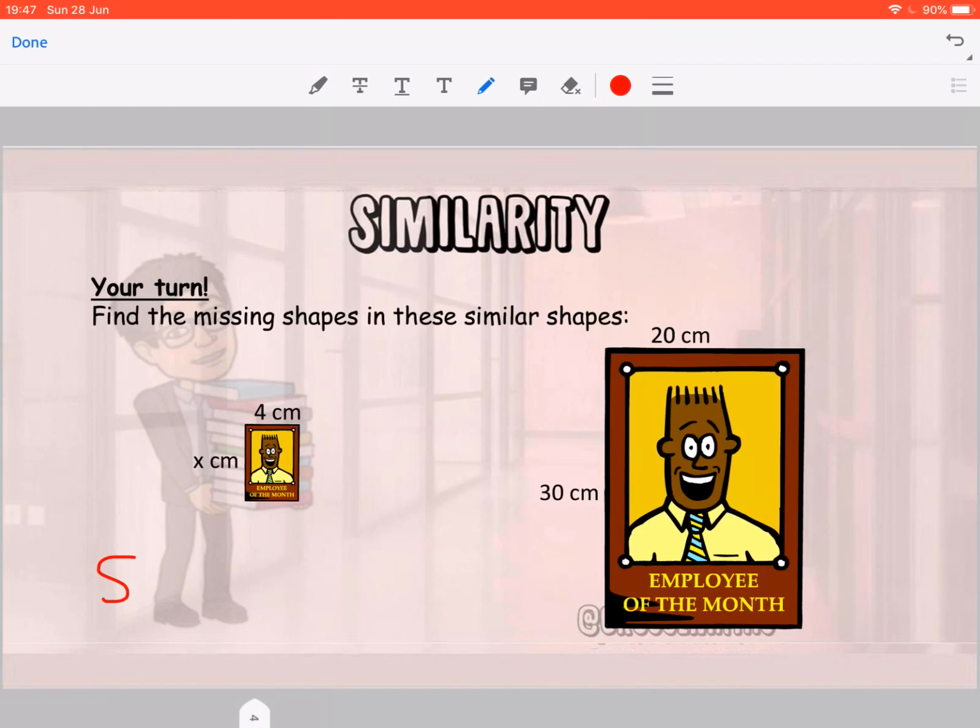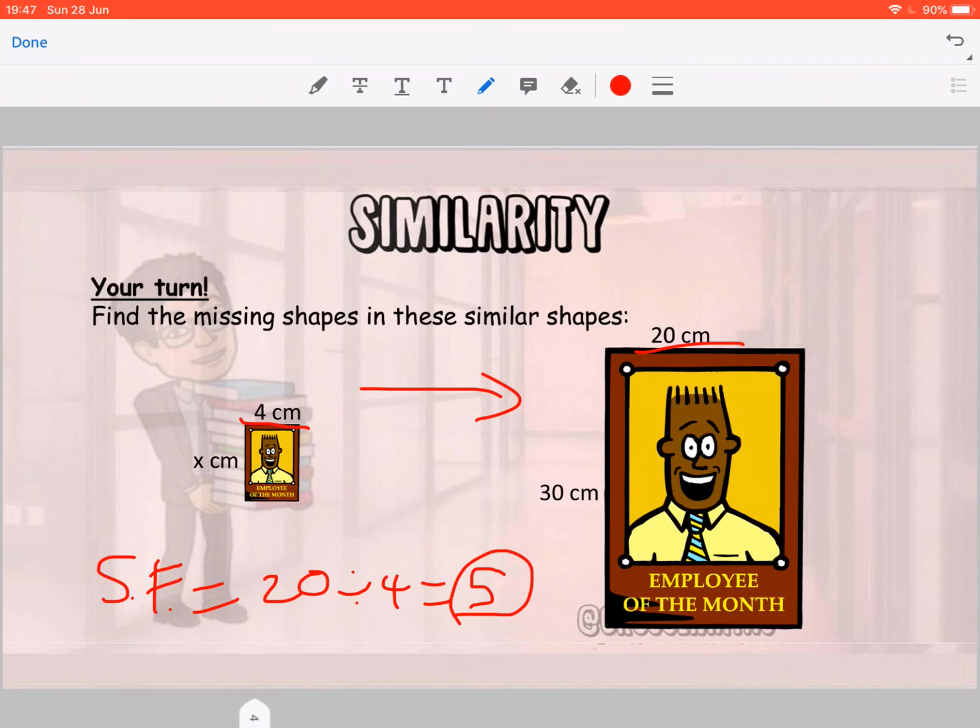Now I want to find the scale factor first. So scale factor is the two sides that are corresponding divided by each other. So I've got this 4 and it's 20. 20 divided by 4 gives me a scale factor of 5. Okay, and that's the important number. That's telling me this is 5 times bigger and this is 5 times smaller.